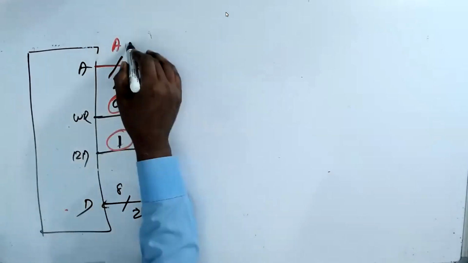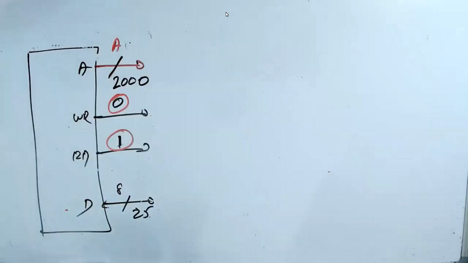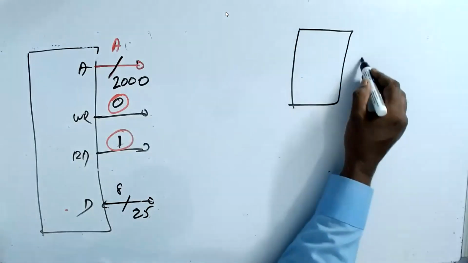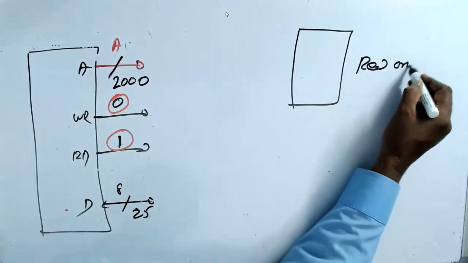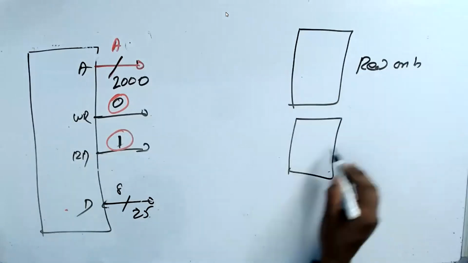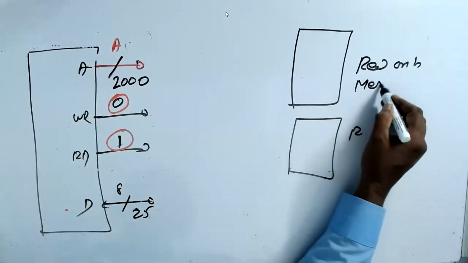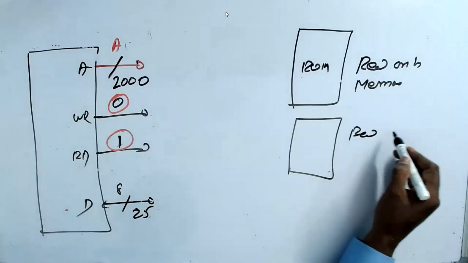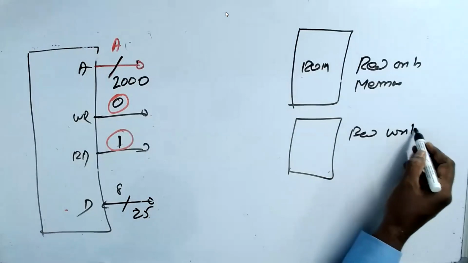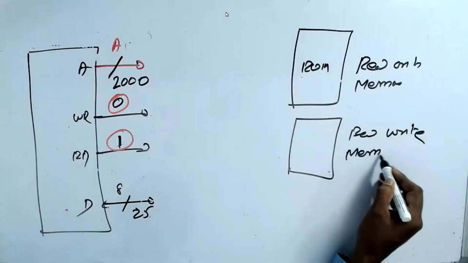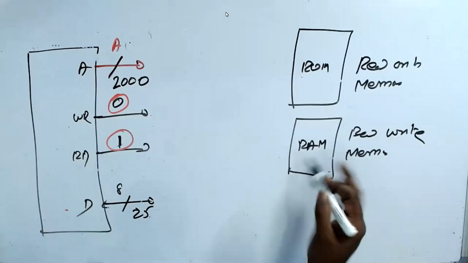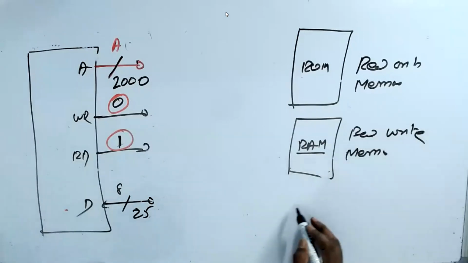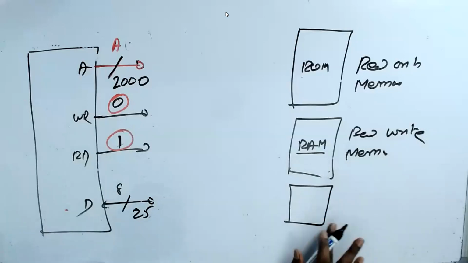Now the trick. I told you there are 4 components, we discussed in the last class. One is read only memory, ROM. Next one is read write memory, RAM. Actually, RAM expansion is read write memory, not random access memory. Please understand, that's a mistake.